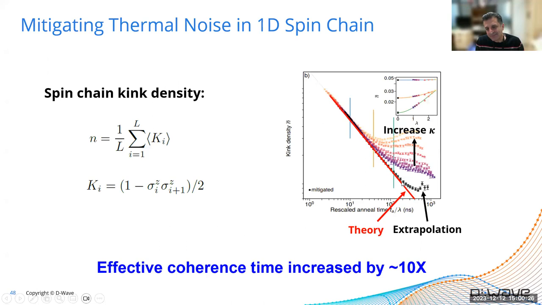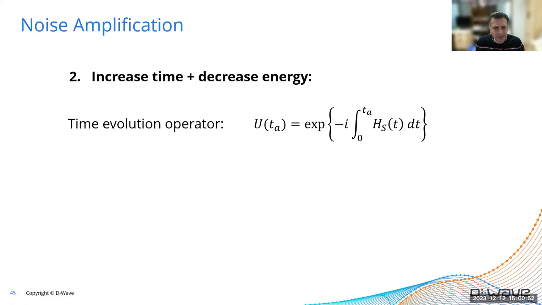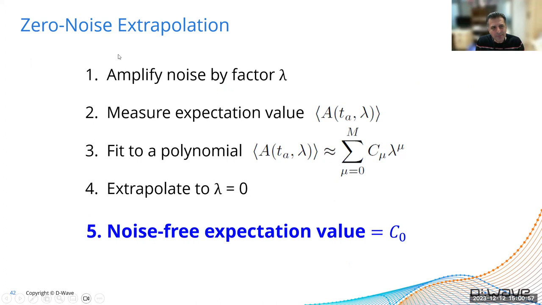I would say this is not really a coherence time. Remember, all you are doing is you do some measurements. These are real measurements, and then you extrapolate, and this extrapolation will help you. Let me show just one more slide. The idea of zero-noise extrapolation is you amplify noise by some known factor. You measure expectation values at different lambda. You fit to a polynomial and you extrapolate to zero. And then the zeroth-order coefficient of this polynomial is your noise-free expectation value.